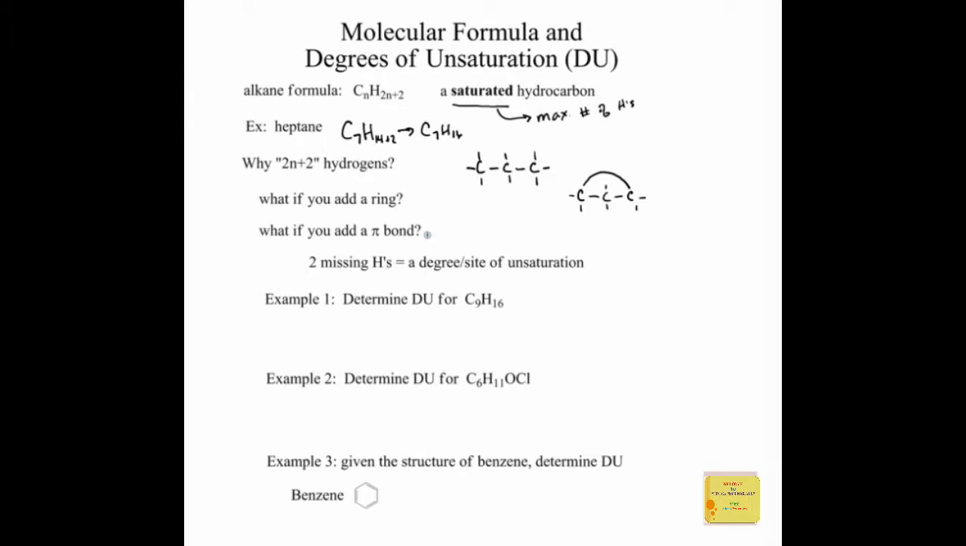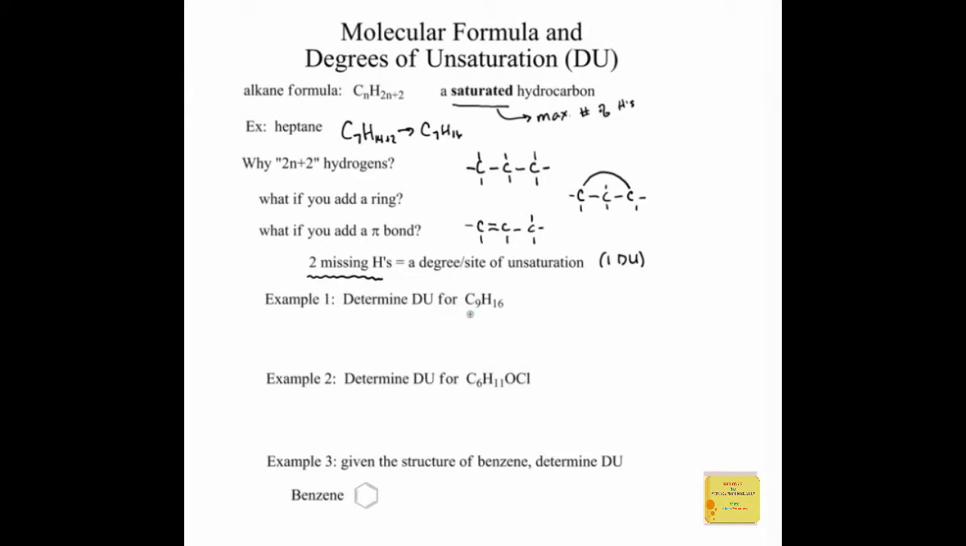What if I wanted to add a pi bond to this structure? Again, in order to form a double bond here, I'd have to remove a hydrogen from each carbon. And so the addition of a pi bond also causes the loss of 2 hydrogens. So when we inspect a formula and we identify that there are 2 missing hydrogens, that gives us an important clue. And every 2 missing hydrogens is called a degree or a site of unsaturation. We would describe that as having 1 DU if a formula had 2 missing hydrogens.